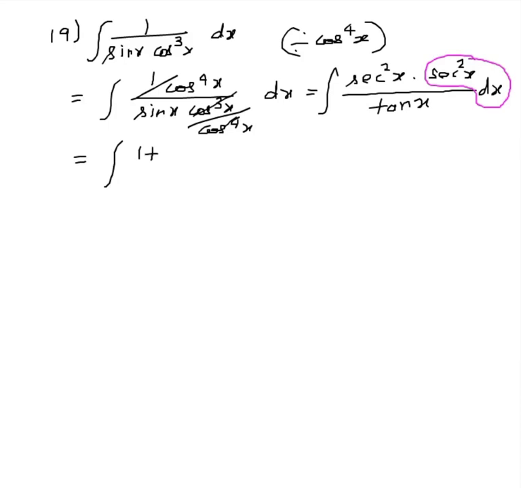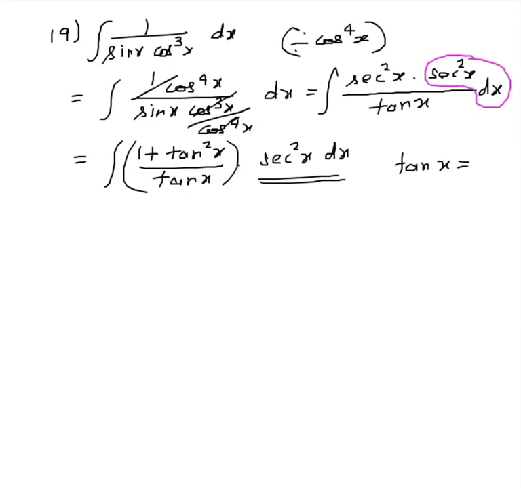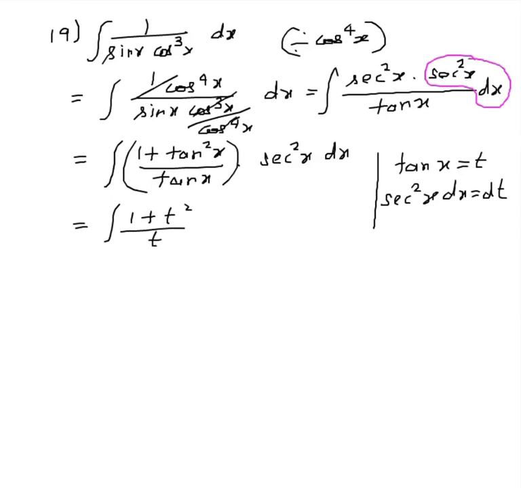The identity secant square x is 1 plus tan square x, and the denominator is tan x, and we have secant square x dx. Now the function is in terms of tan, and we have secant square x dx, so we will use the substitution tan x as t. We have a perfect combination of tan and secant square. Differentiate both sides. Secant square x dx becomes dt. Let us substitute. We get integral (1 plus t square) over t and dt.